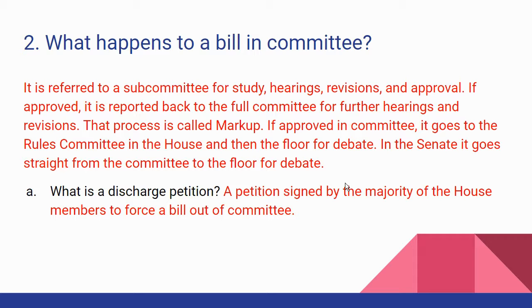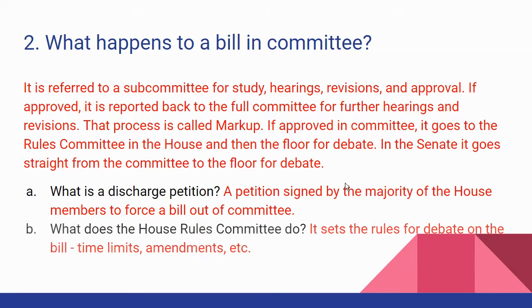That doesn't happen often, because usually if you're going to get a majority of people to sign a petition, then the majority would be in control of the House anyway, and that would be referred out of the committee already. So it doesn't happen often, but it can. What does the House Rules Committee do? We've already kind of discussed this, but let's just put it on the paper. It sets the rules for debate on the bill, like time limits, amendments, that kind of thing.